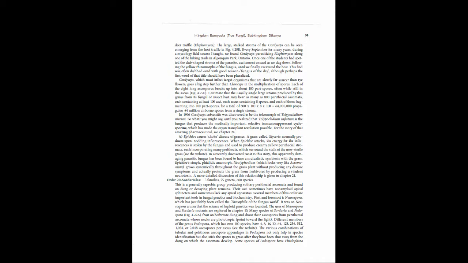Cordyceps, which must infect target organisms that are clearly far scarcer than rye flowers, goes a big step further than Claviceps in the multiplication of spores. Each of the 8 long ascospores breaks up into about 100 part spores, often while still in the ascus, Fig 4.25f. I estimate that the usually single large stroma produced by this genus from its fungal or insect host may bear as many as 800 perithecial ascomata, each containing at least 100 asci, each ascus containing 8 spores, and each of them fragmenting into 100 part spores, for a total of 800 x 100 x 8 x 100 equals 64 million propagules. 64 million airborne spores from a single stroma.